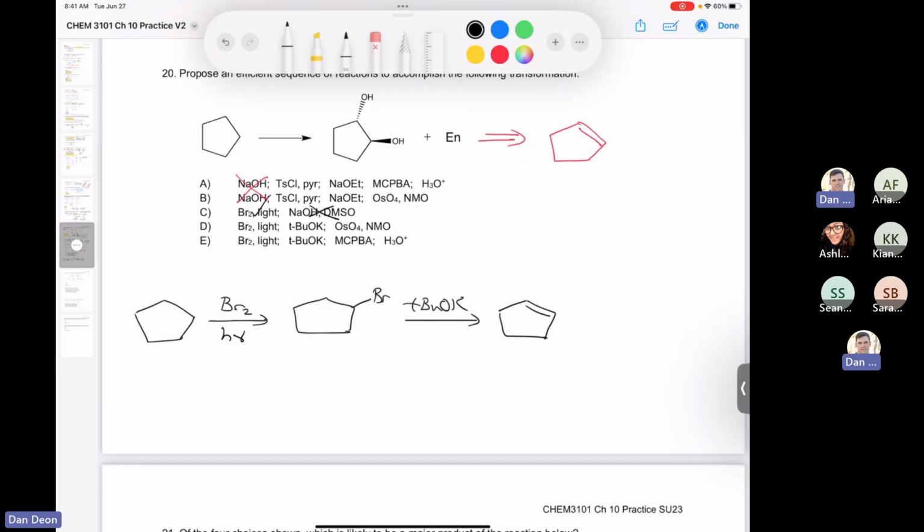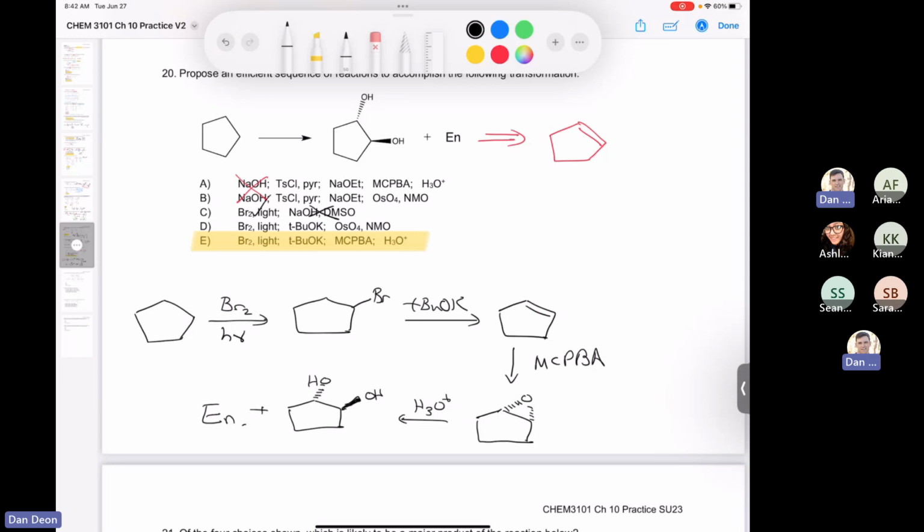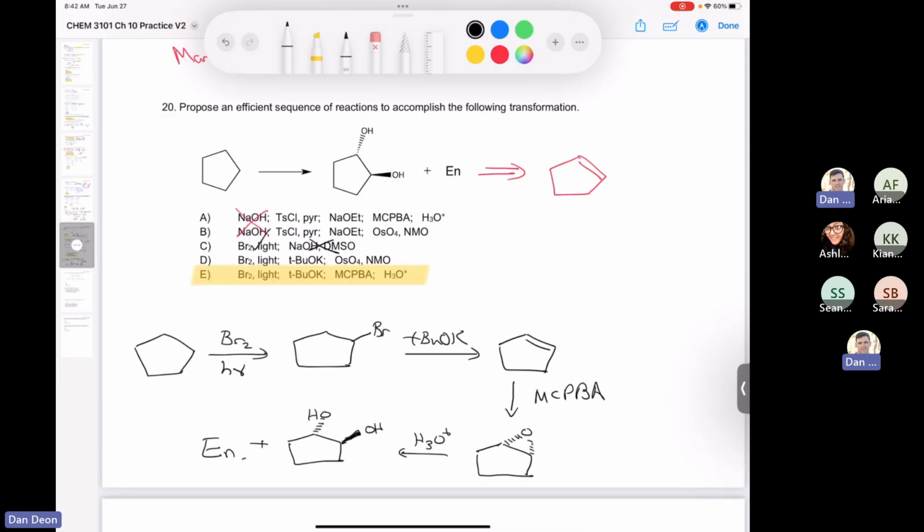Now, again, I've already covered the fact that it must be E because the last 2 steps are to use MCPBA, which is going to make the epoxide. And let's just say it's going down like this. And then when you treat that with aqueous acid, that pops the ring open, okay? And you end up with 1 hydroxyl going down and the other hydroxyl group coming up like this. You end up with a trans diol, plus you also get the enantiomer. So the correct answer here is E.